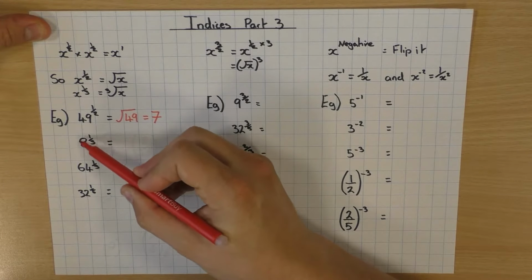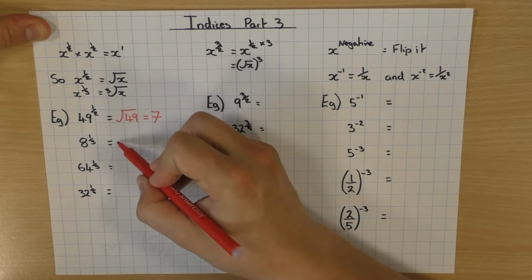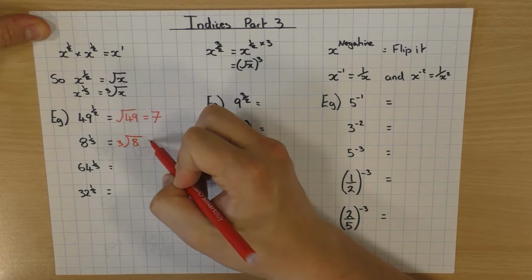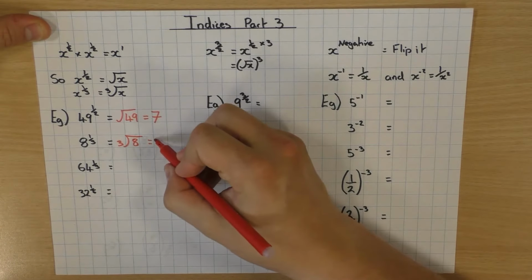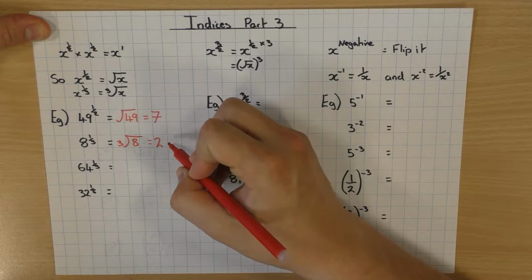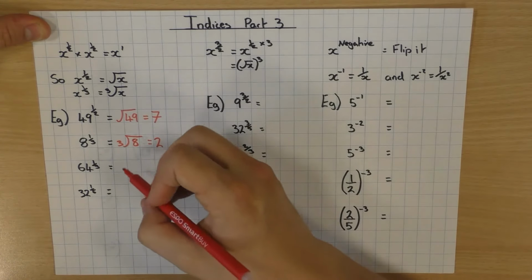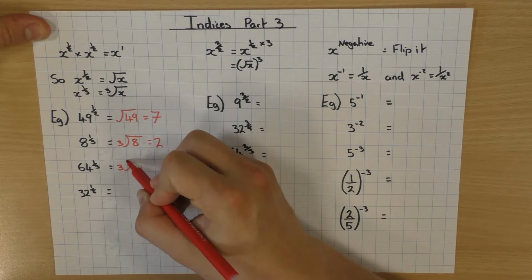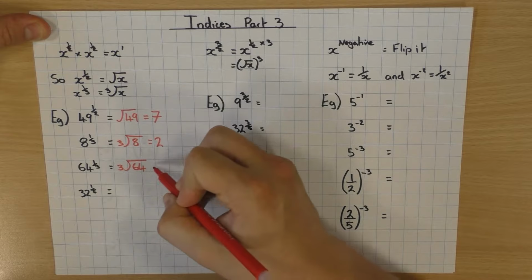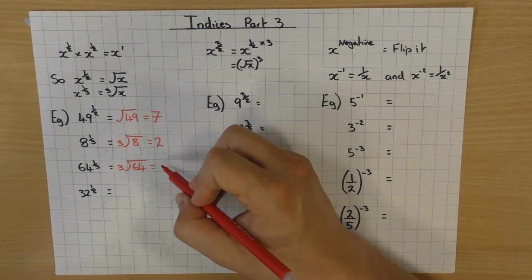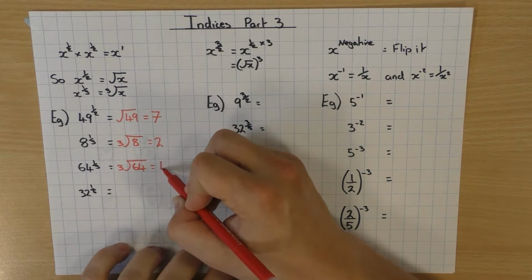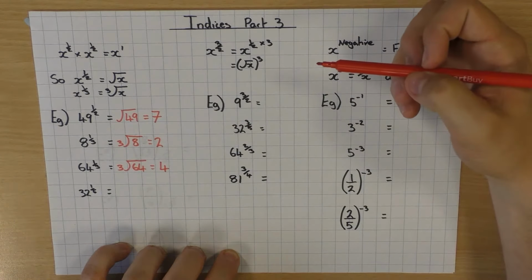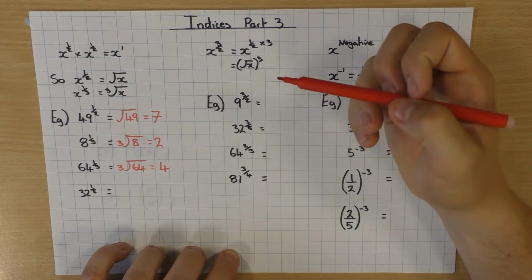This one here, 8 to the power of 1/3. Well, that's the cube root of 8. So that's going to be 2 because 2 times 2 is 4, times 2 is 8. And let's have a look at this one again. Again, it's the power of a third, so it's the cube root of 64. You might not know your cube numbers, but hopefully you should. And that's going to give you 4 because 4 times 4 is 16, times 4 again gives you 64. So the cube root of 64 is 4.